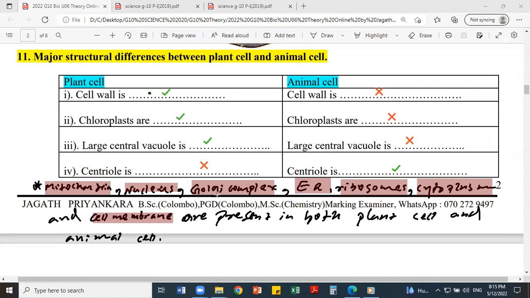But these, cell wall, chloroplast, vacuole, centriole, are not common to both, found only in one. Right? In the table I have got four organelles or structures. They are present only in one, not in both. So therefore you should know the organelles common to both and organelles found only in one. And which organelles, and in which one they are present.